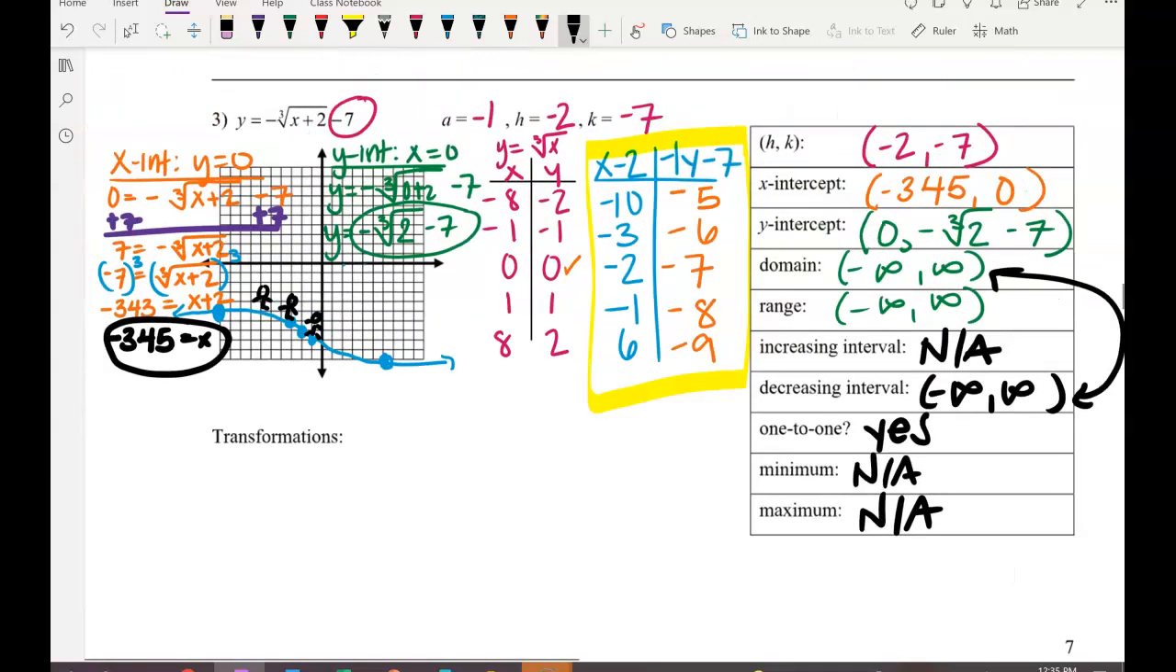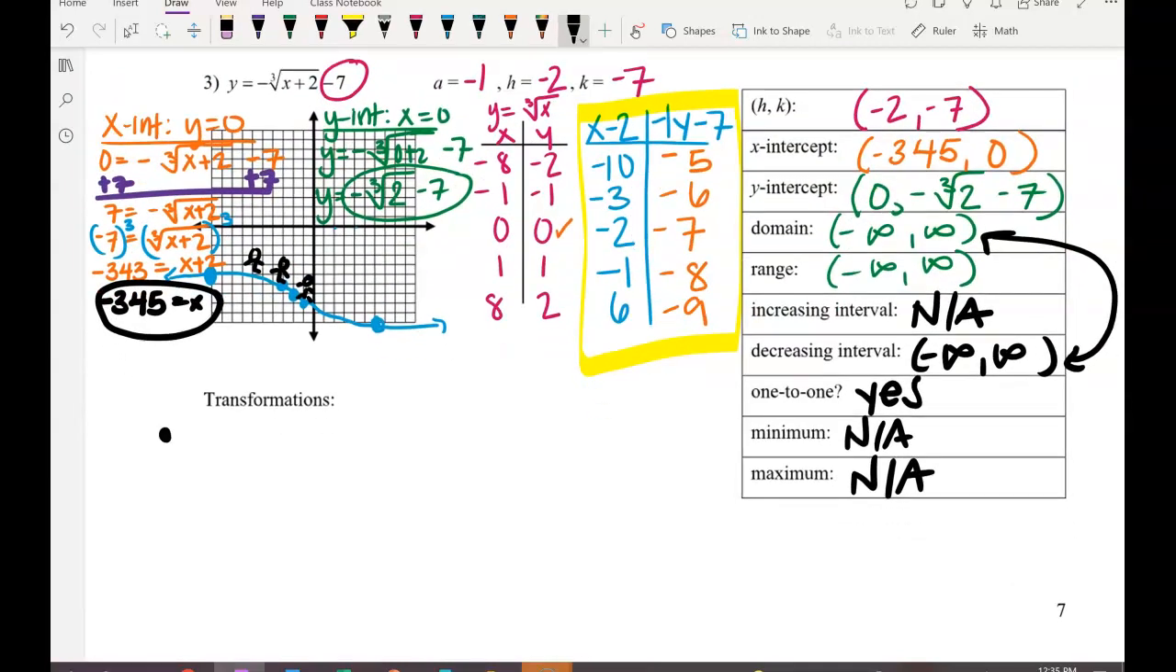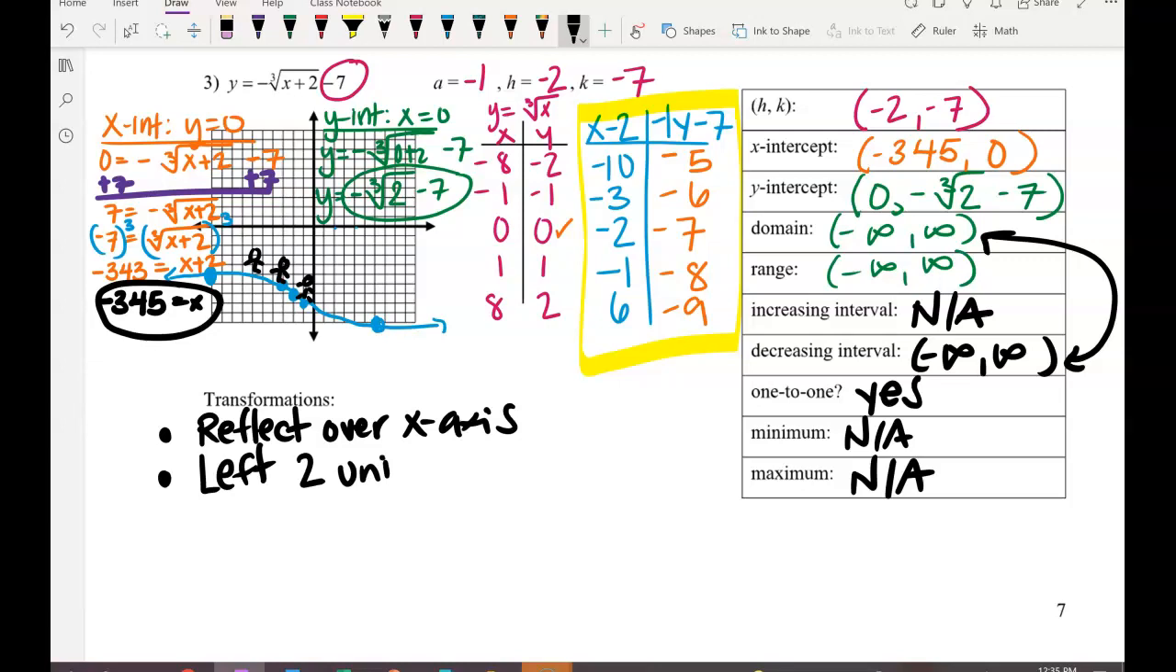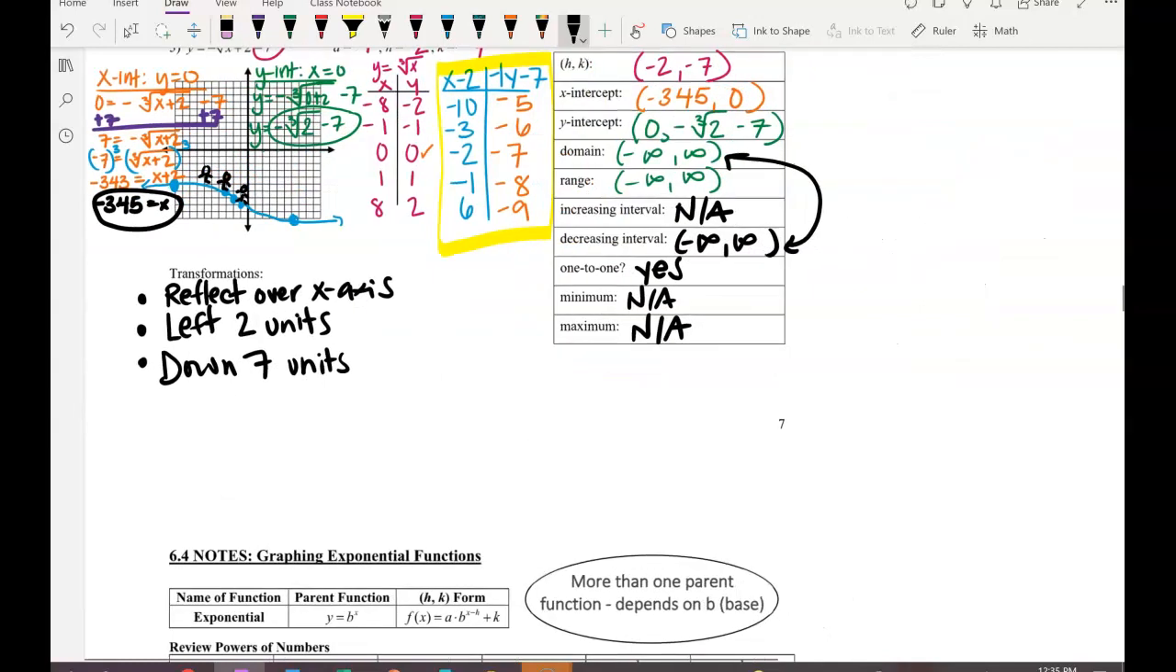We do have a few transformations to state. So the first one is the negative 1 for a value. So reflect over x-axis, okay? And then the next one is negative 2. That's going to go left 2 units. Then the next one is going to be down 7 units. And I'm going to pinch it in. And that's it, guys.